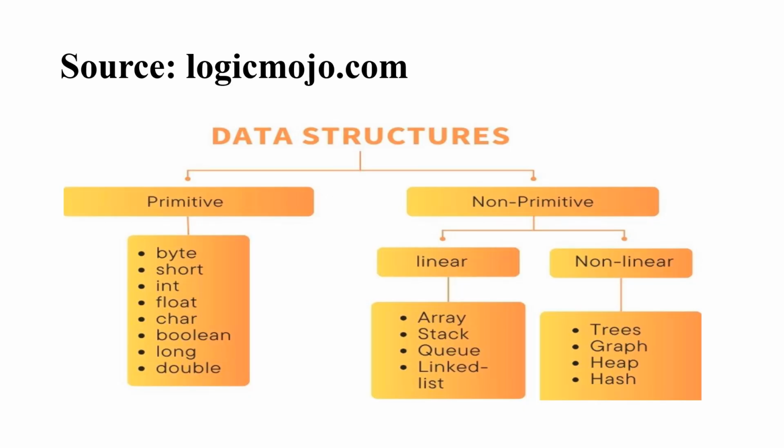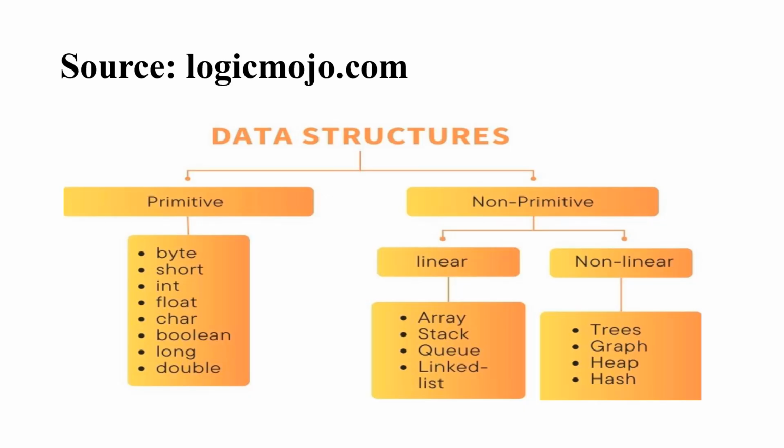Primitive data structures are the basic building blocks, and these are very essential to build non-primitive data structures. Primitive data structures are part of your programming language. When it comes to C, we have the primitive data types int, float, char, double. And when it comes to Java, whatever you are seeing, these are the data types of Java: byte, short, int, float, char, boolean, long, double.